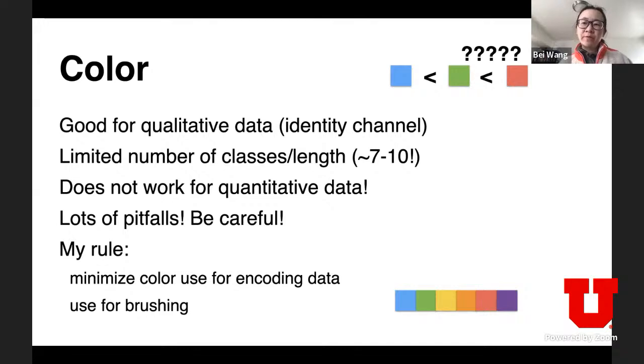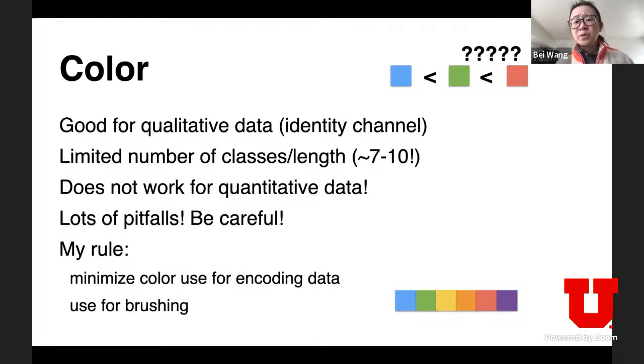So now there is a very important question, because when we talk about visualization, there is an entire subfield that studies this, called color theory, which studies how to design effective color for visualization. Color is typically good for the identity channel, but there is a limited number of classes for which you can use color. Typically for human perception, between 7 and 10 colors are effective in communicating the underlying data. Beyond that, we lose the effectiveness associated with color. And it also does not work well with quantitative data.